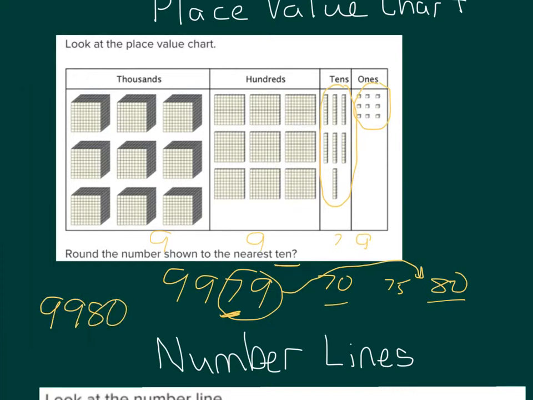When you round a number to a certain place, you will write digits for every larger place value, and every smaller place value is a 0. So when I'm rounding to the nearest tens, my ones place is 0, but everything else has a digit. So 9,980 is what 9,979 rounds to. Okay.